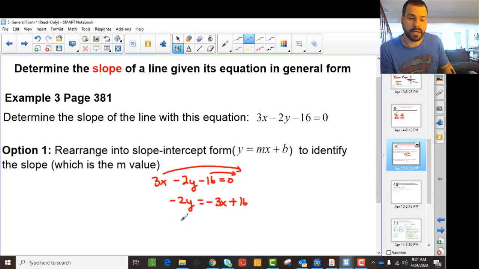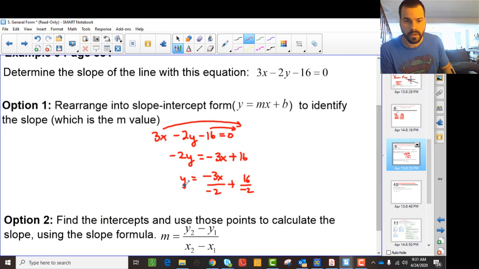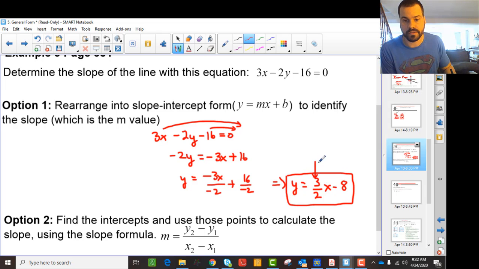And then you divide by negative 2. So y becomes negative 3x over negative 2 plus 16 divided by negative 2. And that translates into y being equal to 3 over 2 x. The negatives cancel, and then minus 8. Okay, so you can do that, and then you can look at that and say, my slope then is 3 over 2. Okay, so you can find the slope by rearranging the equation.